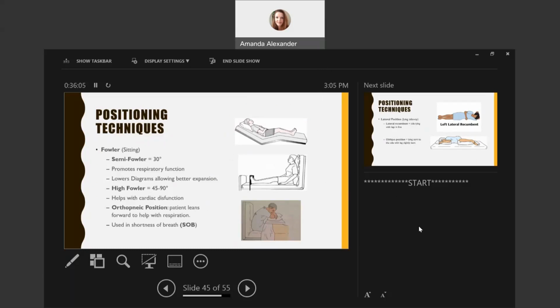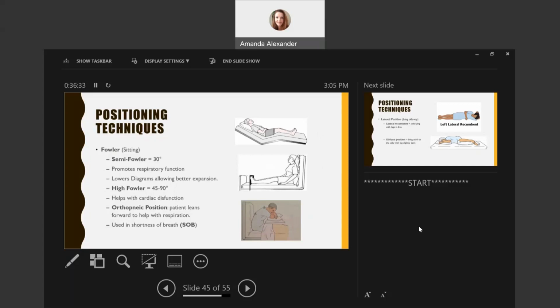When considering the semi-Fowler's position, it's at least 30 degrees. This is to promote lymphatic return, removal from the axillary, the throat. You want everything to be able to drain. This position is often used for our patients that may have an NG tube. You don't want to lower them any lower than 30 degrees.